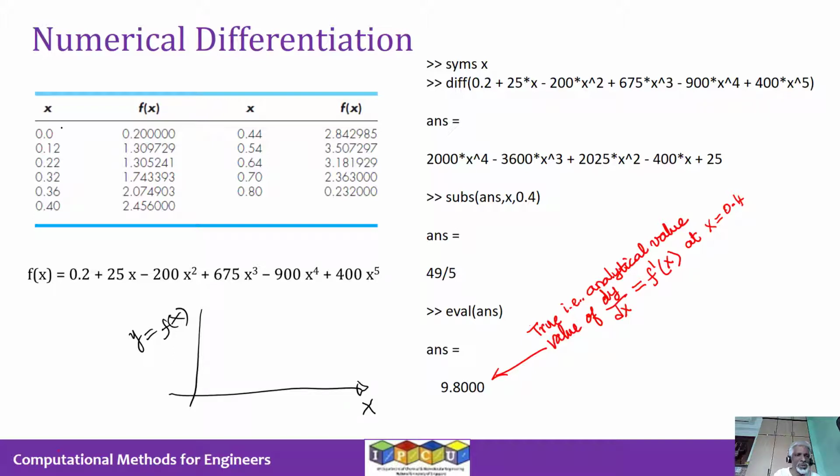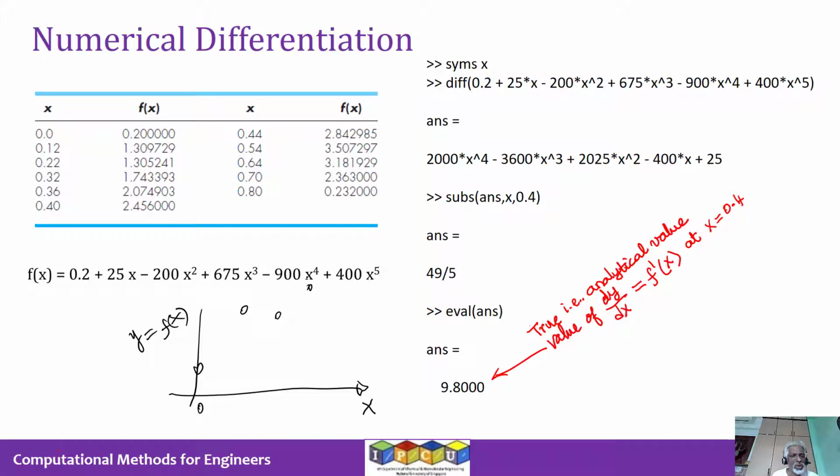So at x is equal to 0, f of x or y is given to be 0.2. So this is this point. And then at x is equal to 0.12, it takes a value of 1.309, and at x is equal to 0.22, it has got a value of 1.305, etc., etc. At x is equal to 0.32, it is 1.7433, things like that. So that is the tabulated data that is given.